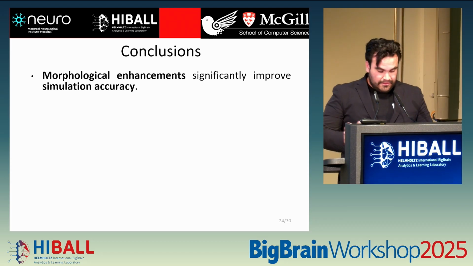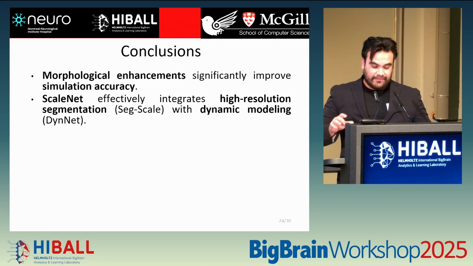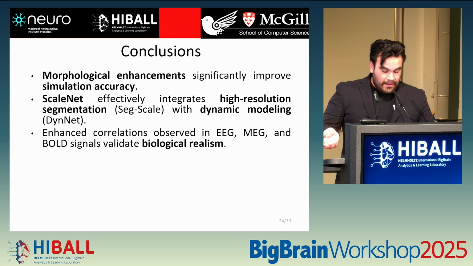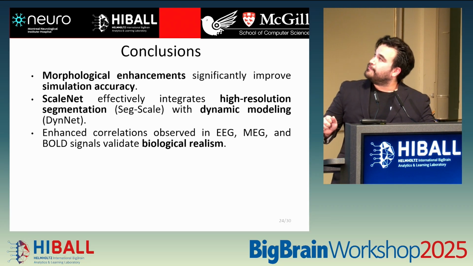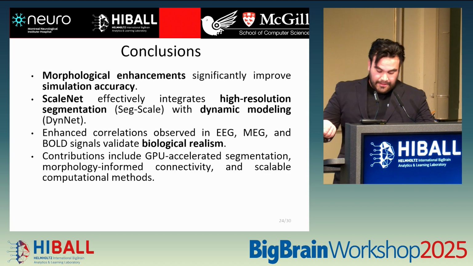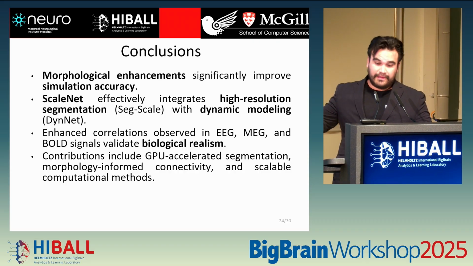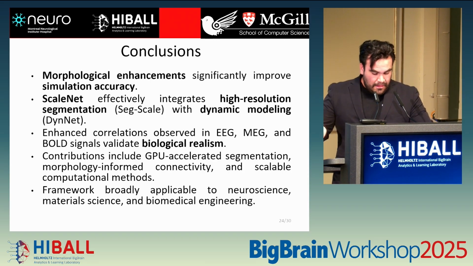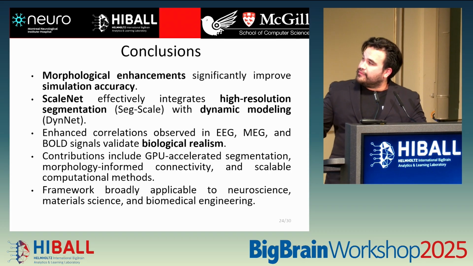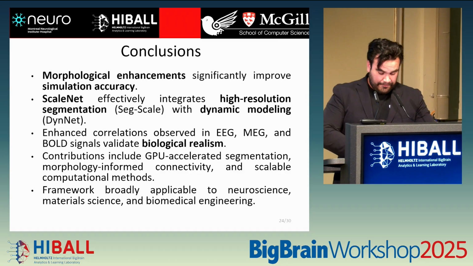So, to conclude, I would say that morphological enhancement improved the simulation accuracy. The framework is able to integrate high-resolution segmentation with dynamic modeling. This allows us to aim for more biological realism in frameworks. There are also contributions for GPU-accelerated segmentation, as we would not be able to segment all the cells within a BigBrain slide without a GPU-based solution. And as I said, we are aiming to have this framework be domain agnostic, so we want to also test it within material science and different fields of science and engineering.